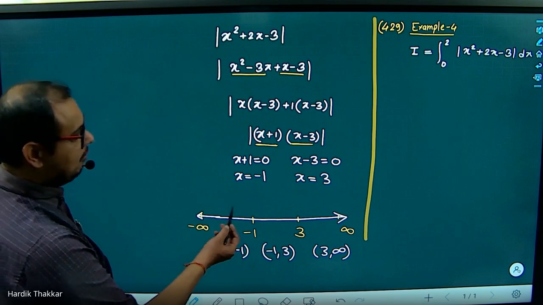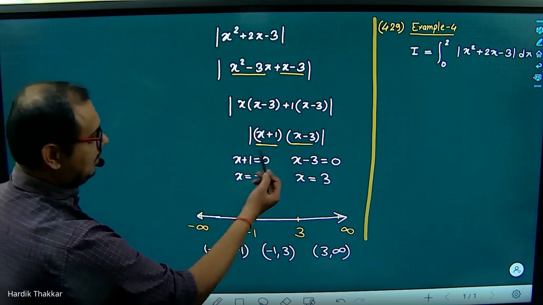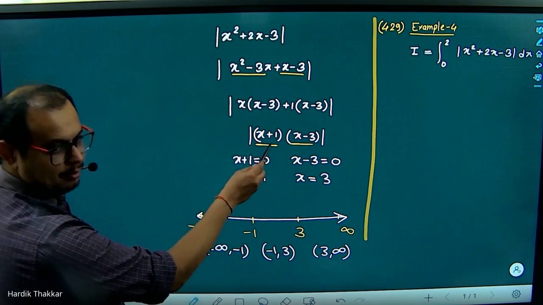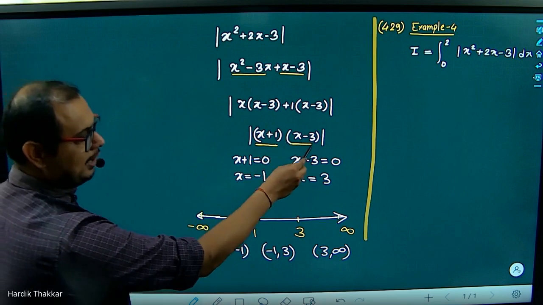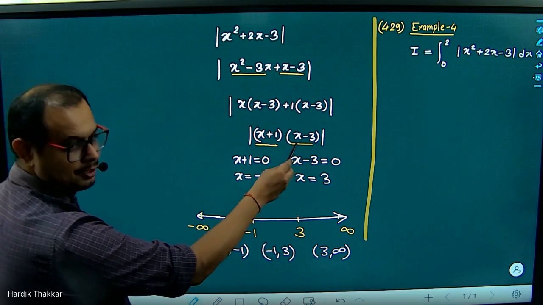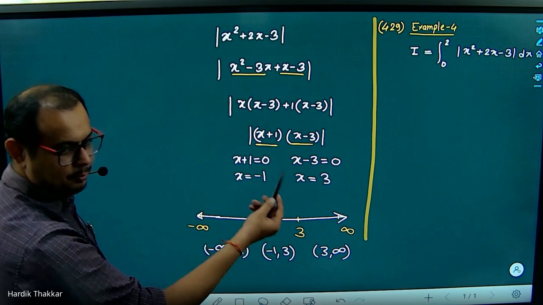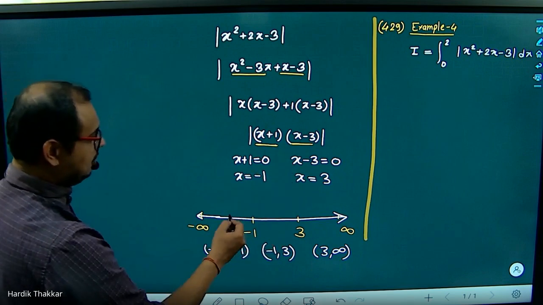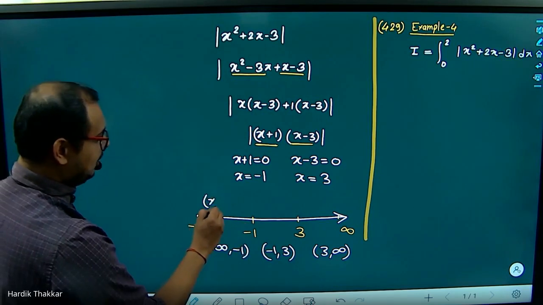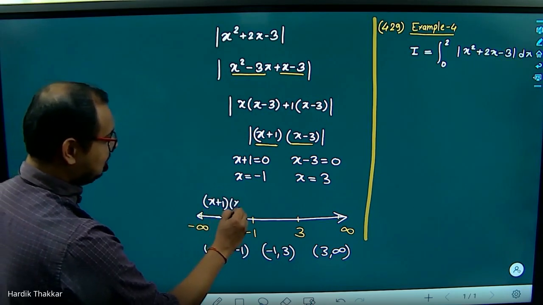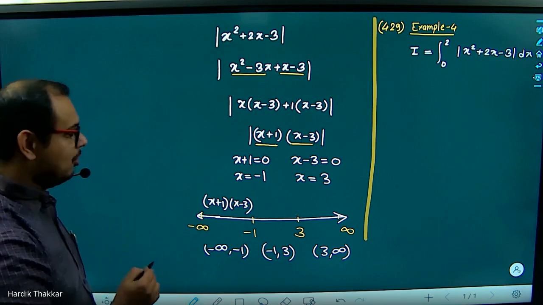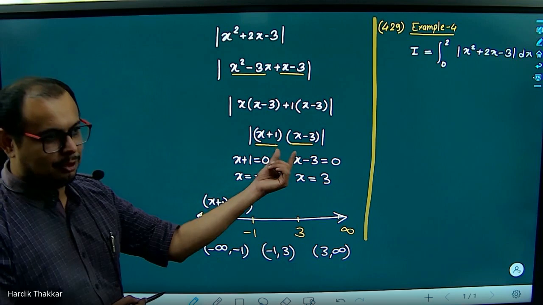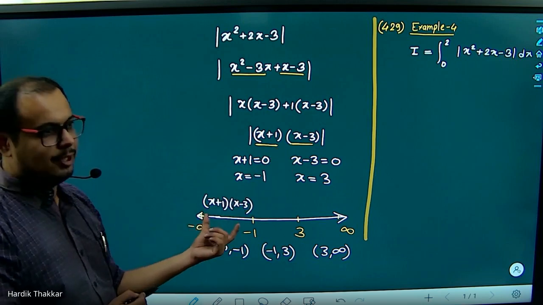We put that value in both the factors. When we put minus 10, this term will be negative and this term will also be negative. So negative times negative is positive, and the mod of a positive is positive. So there will be no change. The function in this interval will not change; it will be x plus 1 into x minus 3 as it is, because we are getting a positive value. When there is a positive number inside the modulus, we do not change it; we take it as it is.